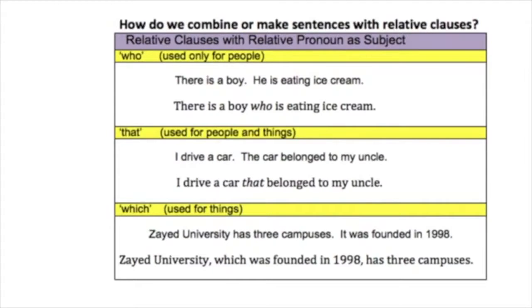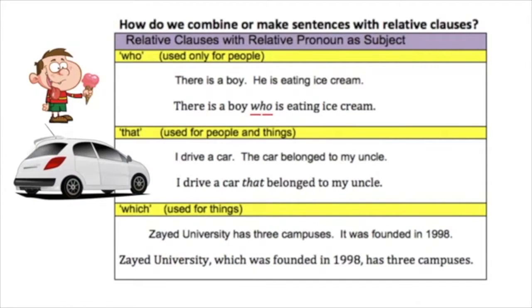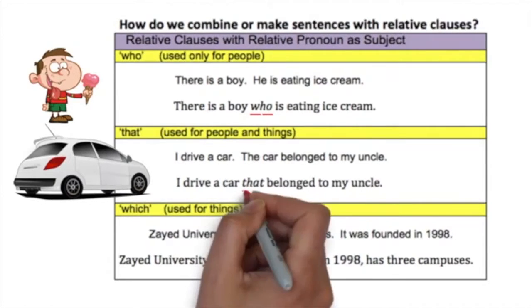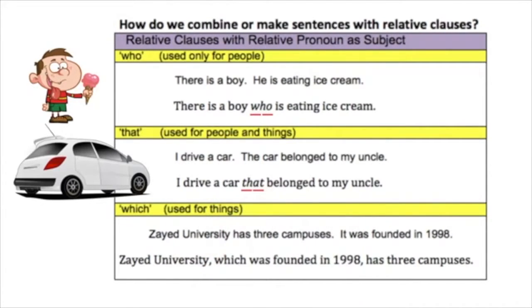How do we combine or make sentences with relative clauses? Relative clauses with relative pronoun as subject. Who, used only for people. There is a boy. He is eating ice cream. There is a boy who is eating ice cream. That, used for people and things. I drive a car. The car belonged to my uncle. I drive a car that belonged to my uncle.